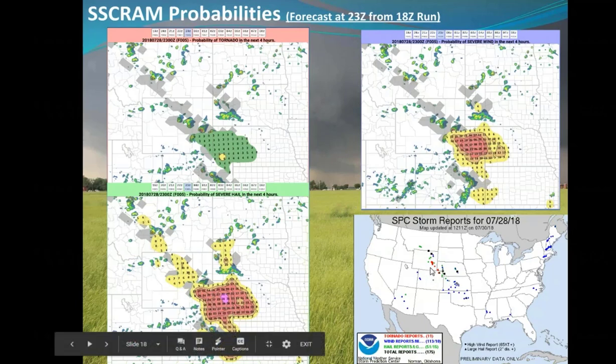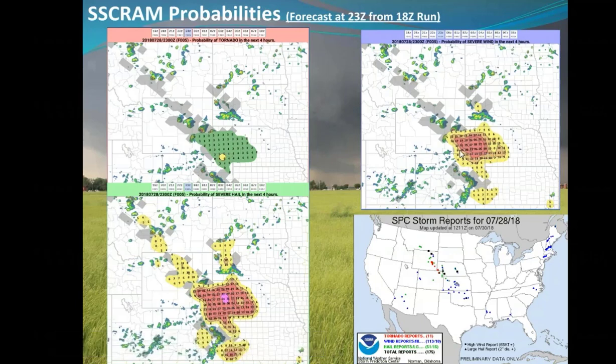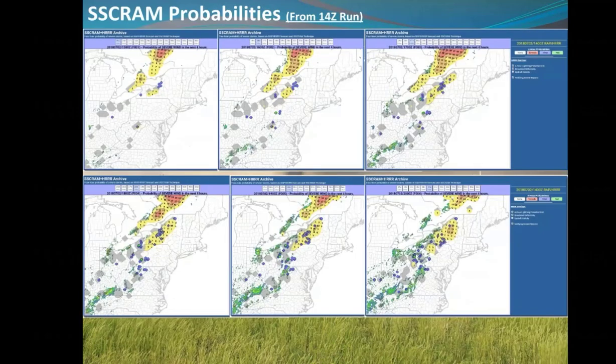Hail, really good potential. Indeed, we had hail reports over here, and wind as well, to really not only get the areas, but also the magnitude, the confidence level, etc. And this will vary hour by hour. Let's go to the northeast.